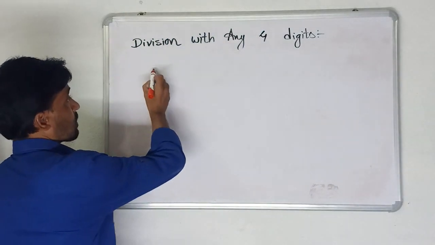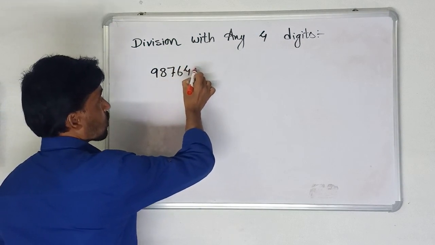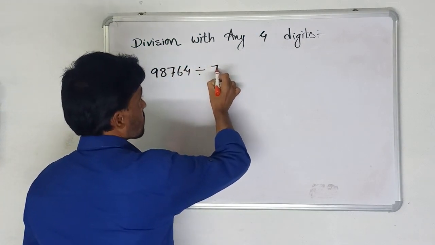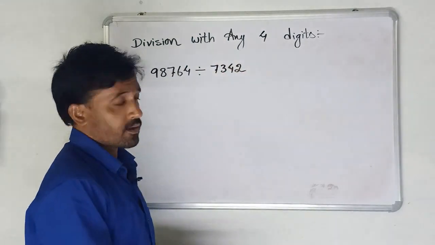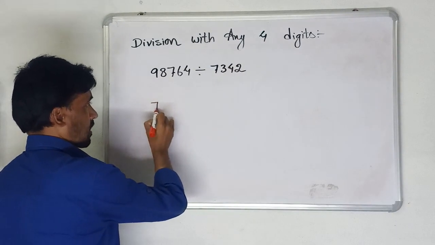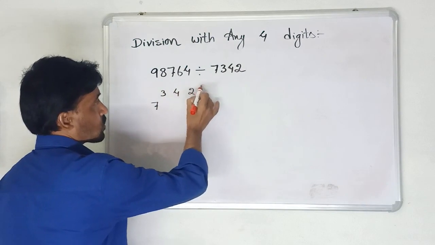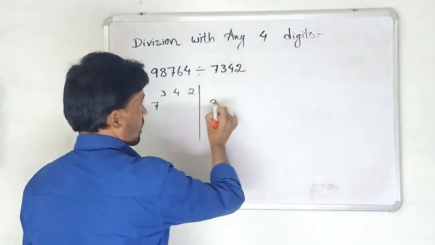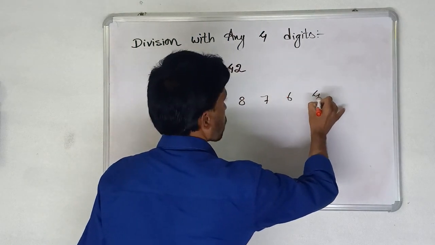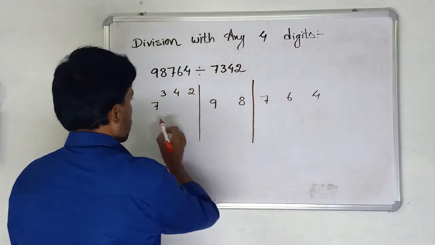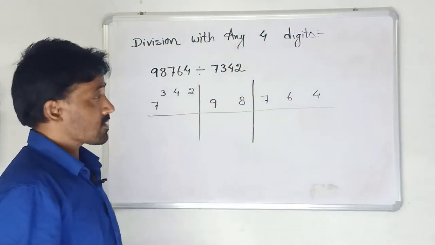Now here, suppose I am giving an example: 98764 divided by 7342. Here the leftmost digit is 7 and the suffix is 342. In the dividend 98764, the suffix has 3 digits, so it is to be partitioned from the right-hand side after 3 digits, like this.